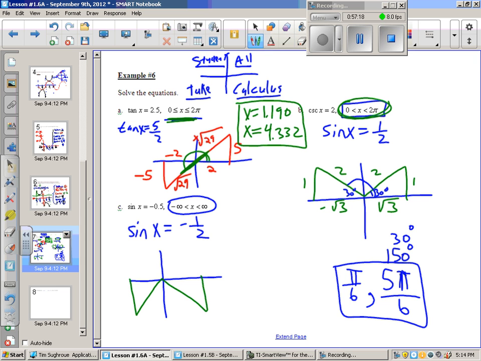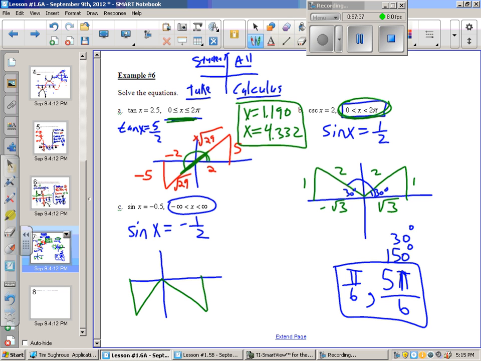I will draw the triangles every time. Many of you will get tired of it. You'll be, I already know how to do this. Why do I have to show the work? The more you do it, the better you'll get, and the less likely you will be to make mistakes. If you label it in the correct quadrant, you won't make the sign mistakes that a lot of students make.